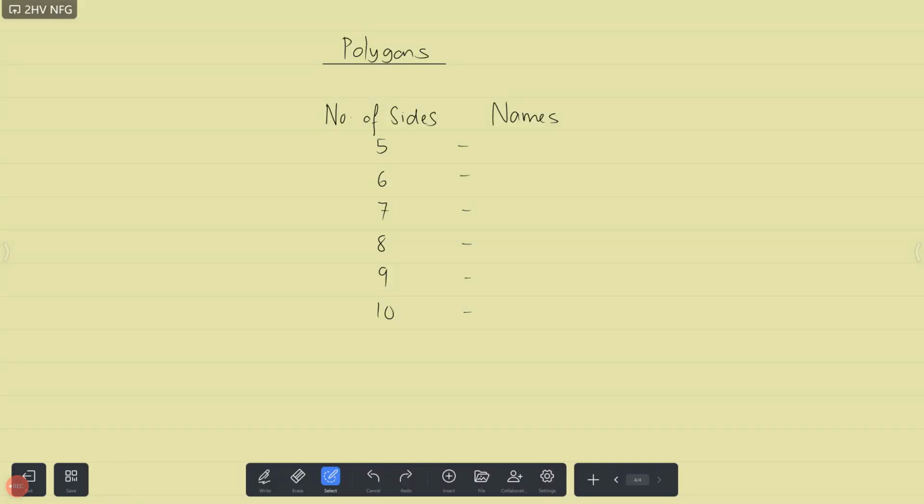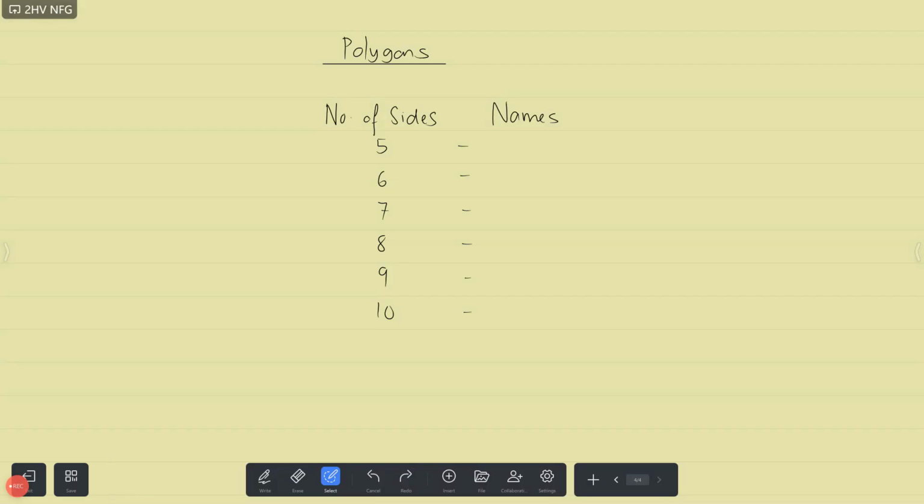Okay, so what you see in front of you are the number of sides of polygons and the names of these shapes. Before I begin on informing you on the names, polygons are basically shapes containing a certain number of sides. Poly means many.